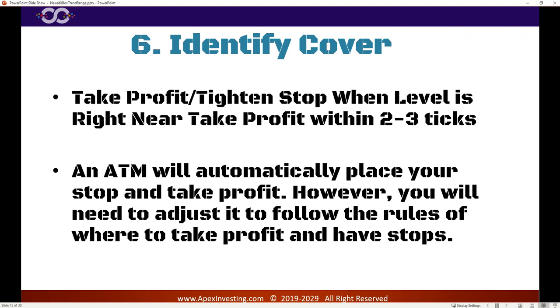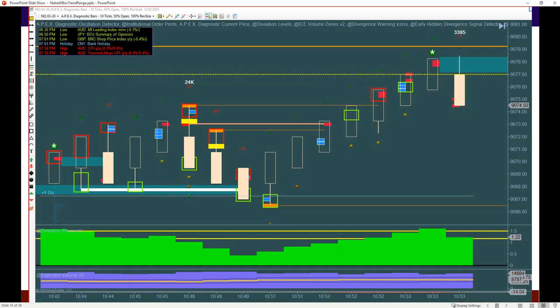Be smart. Using the ATM, the Automated Trade Manager, will automatically place your stop and take profit. So you'll have to manually adjust that if you see one of those levels right there. Okay? So if you see a level right there, just pull it up. Good example of that.